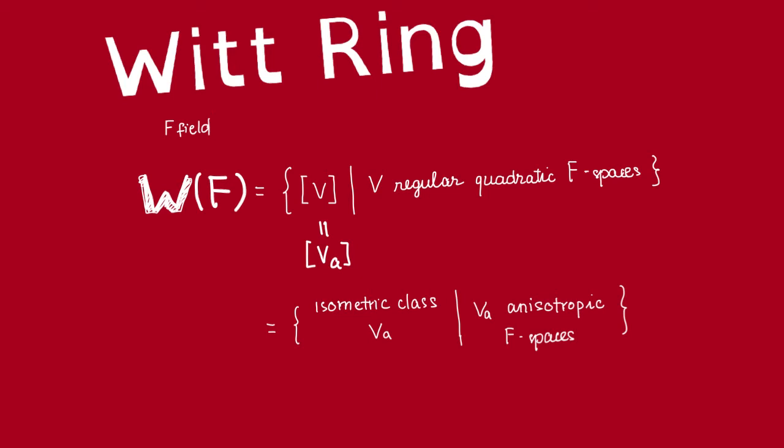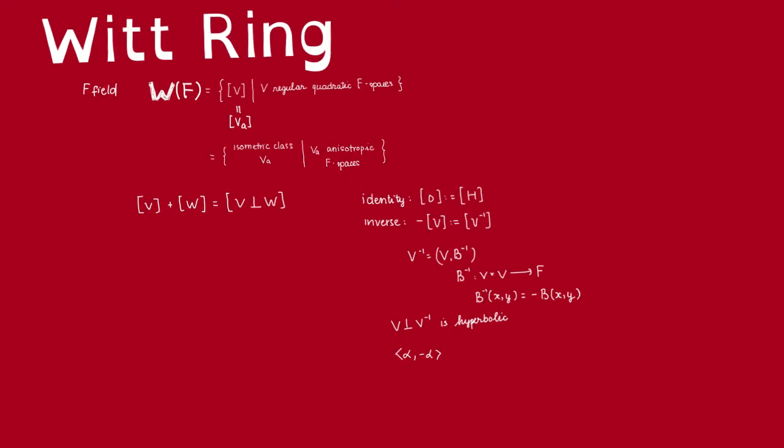Now we will define the addition and multiplication operations. So first we define the addition operation on this set as follows. This turns out to give the set the structure of an abelian group. The identity is just the class of hyperbolic space, any hyperbolic space, because the anisotropic part of this is just 0. The inverse of any class of a space V is just a scale space, which we'll define now.